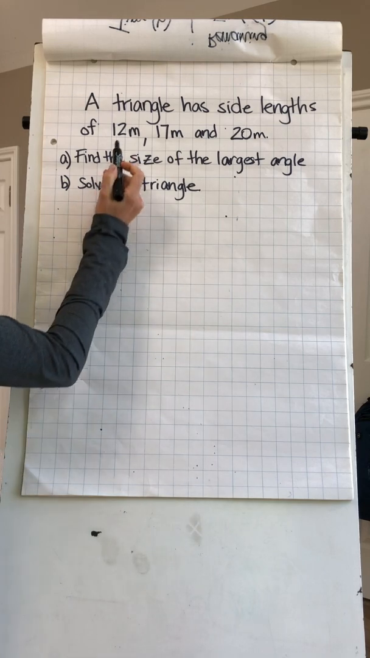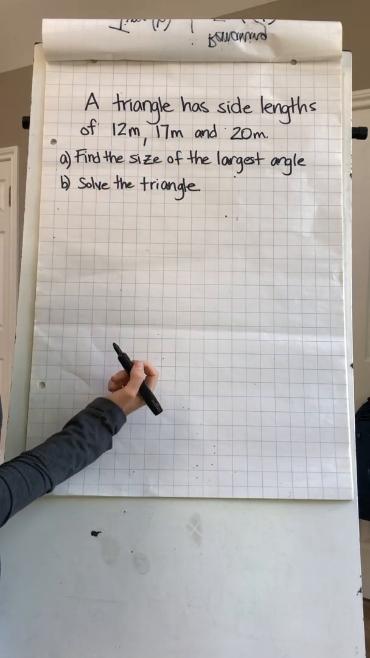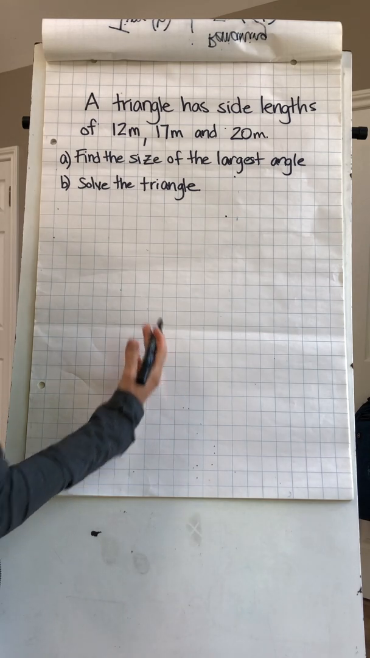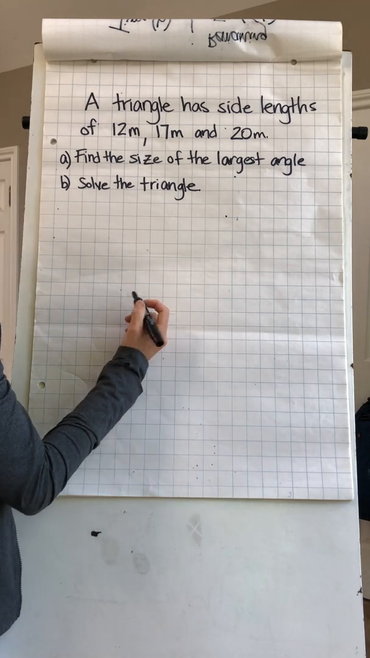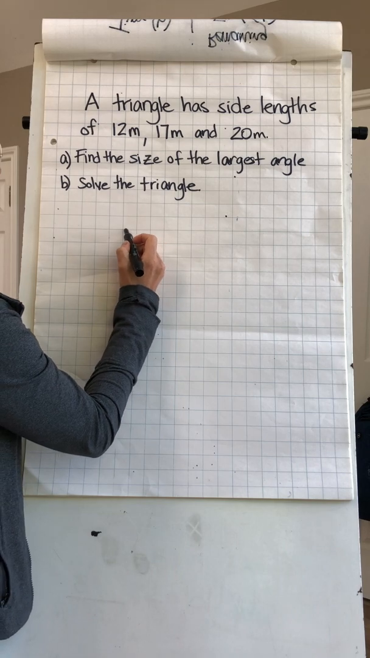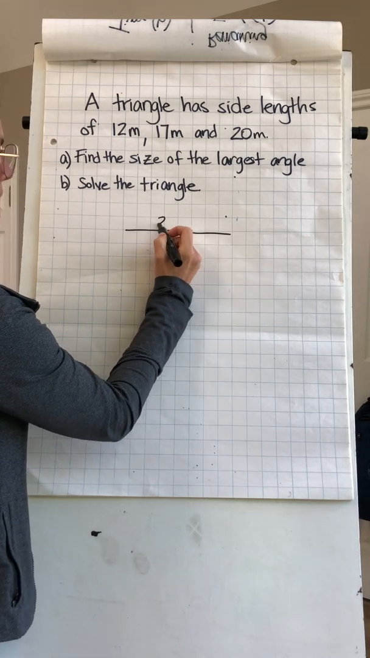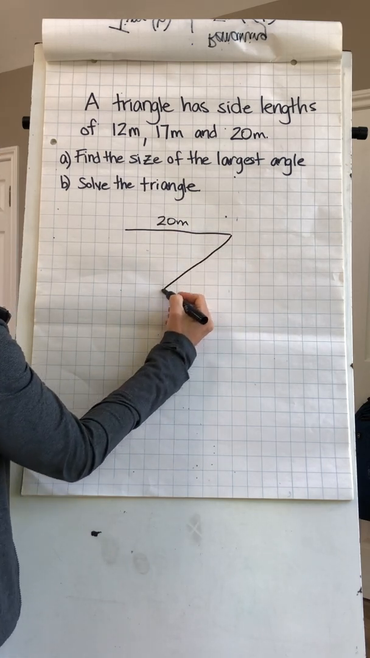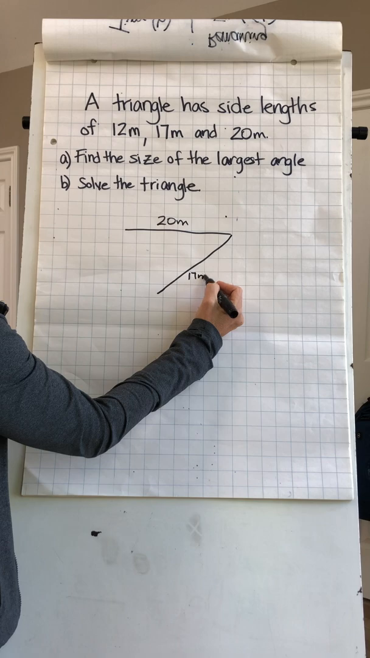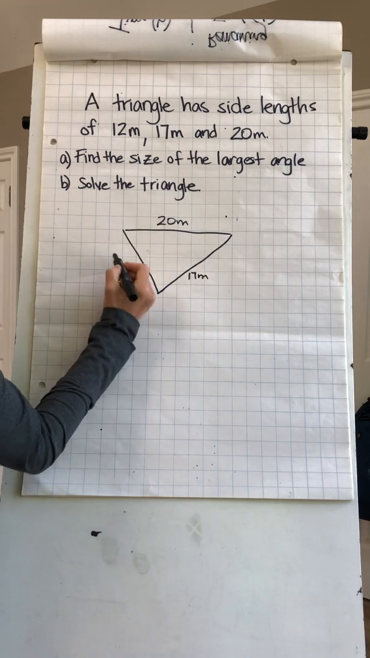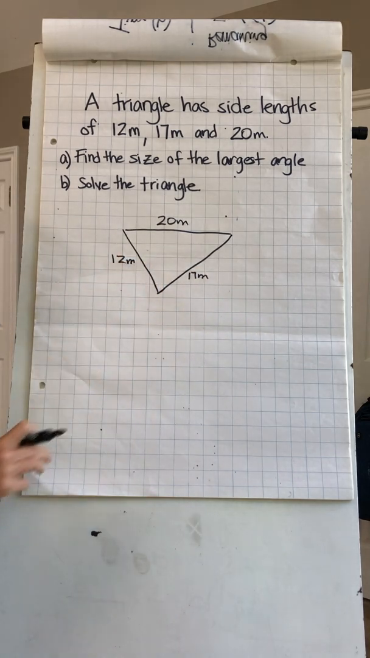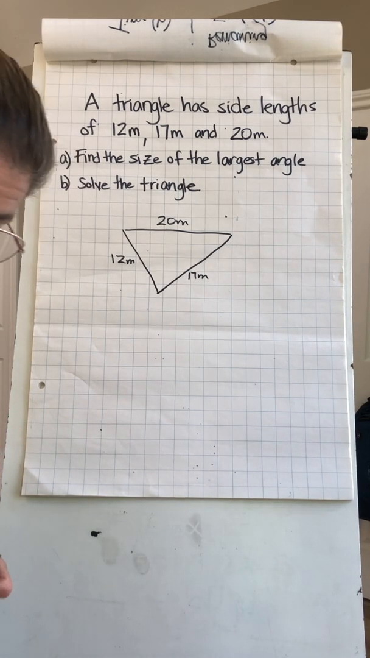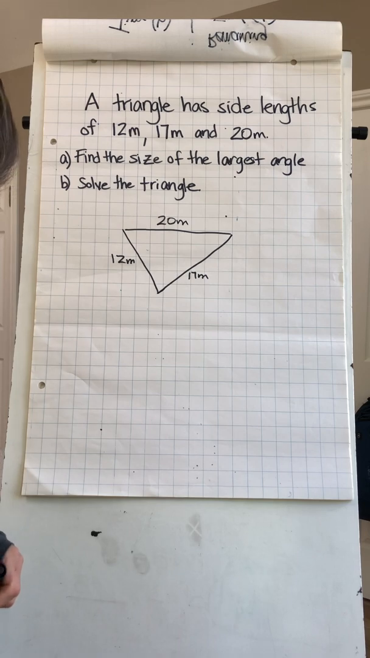So if you have a 12 meter, a 17 meter, and a 20 meter length, and you have to draw the diagram, I suggest you try and make them somewhat to scale. So, have your longest side, and then maybe a slightly shorter side, and then your last side here. It doesn't have to be perfect. I mean, if you really wanted to, I suppose you could use a ruler and draw it out.